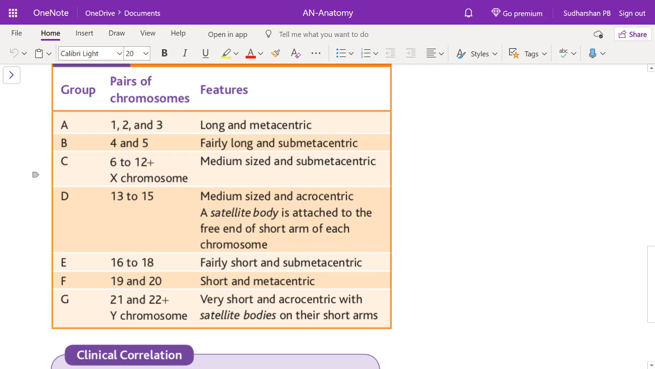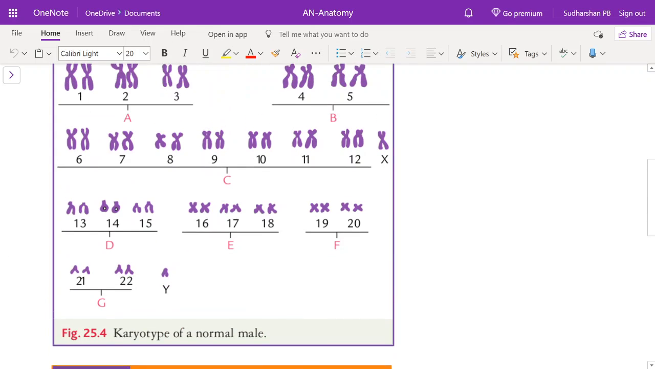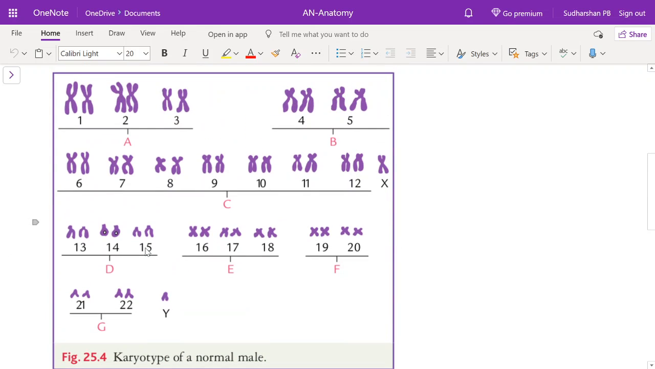Here there is no question of a free end. In 21 and 22 with the Y chromosome, it will be very short. See here, it will be very short. So this is 13 to 15 and 21 to 22.